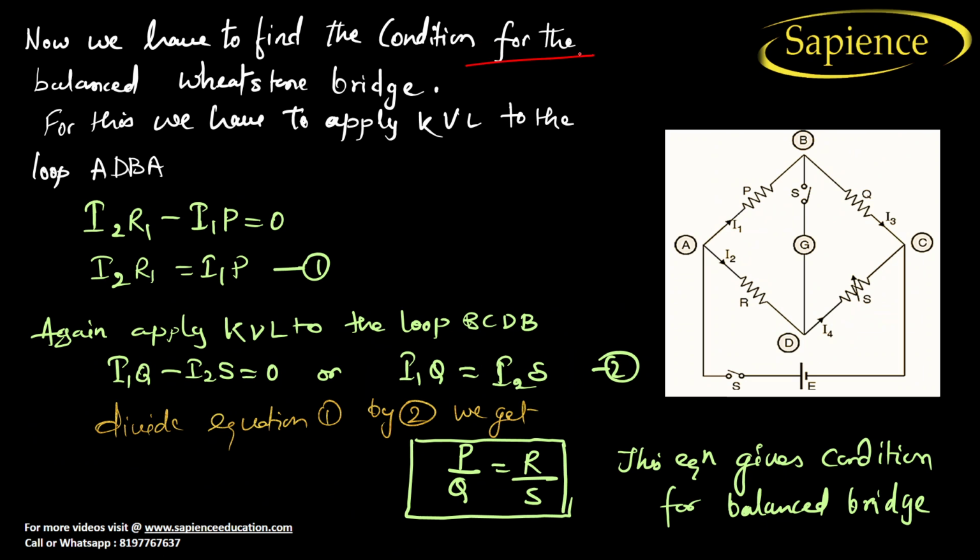Now we have to find the condition for the balanced Wheatstone bridge. For this we have to apply KVL, Kirchhoff's voltage law, to the loop ADBA. See here, this is your A, D, B, A. So we have to use a loop like this. If you follow this loop, when we are going in this direction, current is also going in this direction, and this is your resistance.